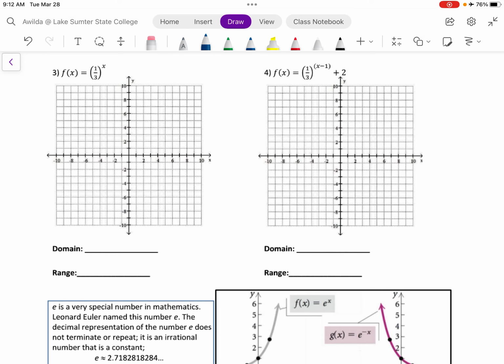In this next example, we have an exponential function where the base is between 0 and 1. We have f of x is equal to 1/3 raised to the x power. We discussed earlier that this graph will be decreasing from left to right. Let's create a table of values as we did previously to get some guiding points.